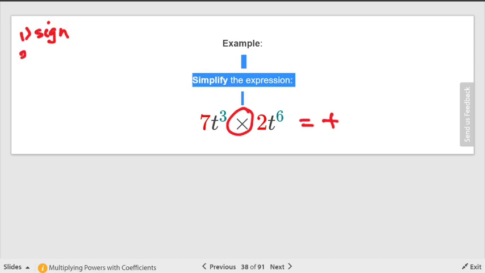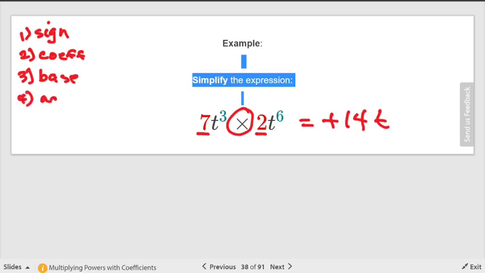All right. Second thing I need to do is work on the coefficients. What is my first coefficient? 7. Times my second one is 2. 7 times 2 gives me 14. What am I going to do with the base? Keep it. So it's going to be a t. But I'm multiplying, so what do I do to the exponents? Add the exponents. So I want to see that off to the side. It's t to the what? 3 plus 6, which is t to the 9th power.